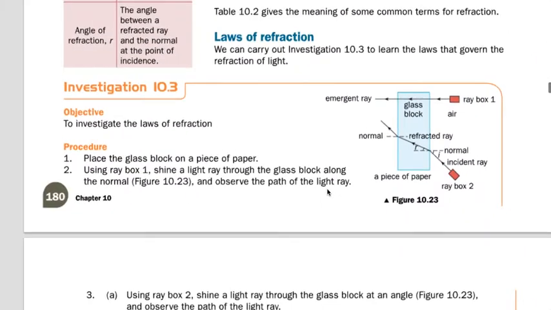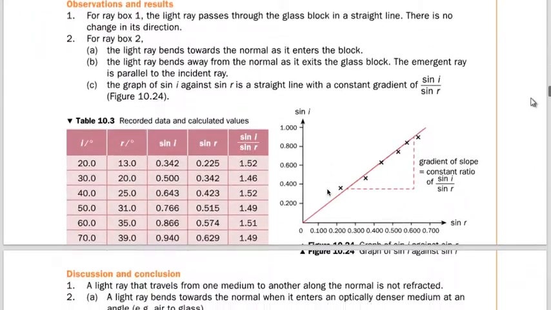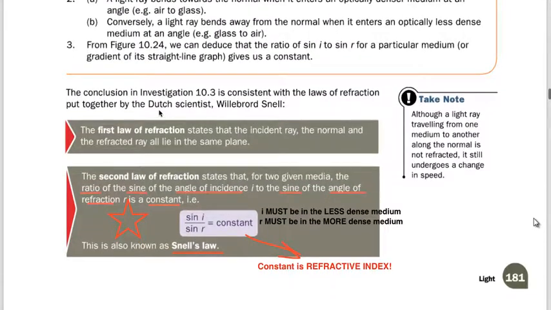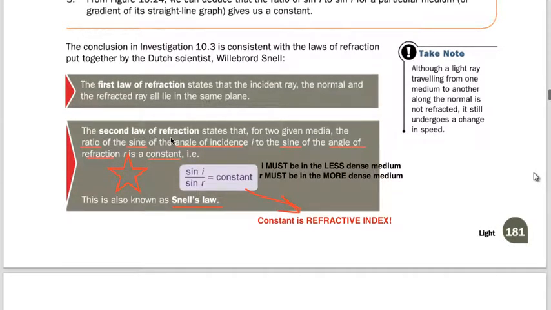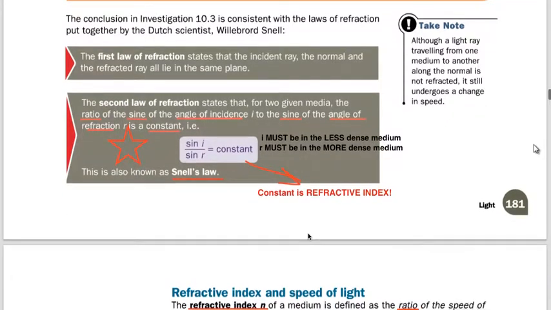The laws of refraction are pretty similar. The first law states, the same as before, that the incident ray, normal, and refracted ray are all in the same plane. That means they are on two dimensions; we don't see that in 3D. The second law of refraction states that for two given media, the ratio of the sine of the angle of incidence to the sine of the angle of refraction is a constant. This constant is also known as the refractive index.